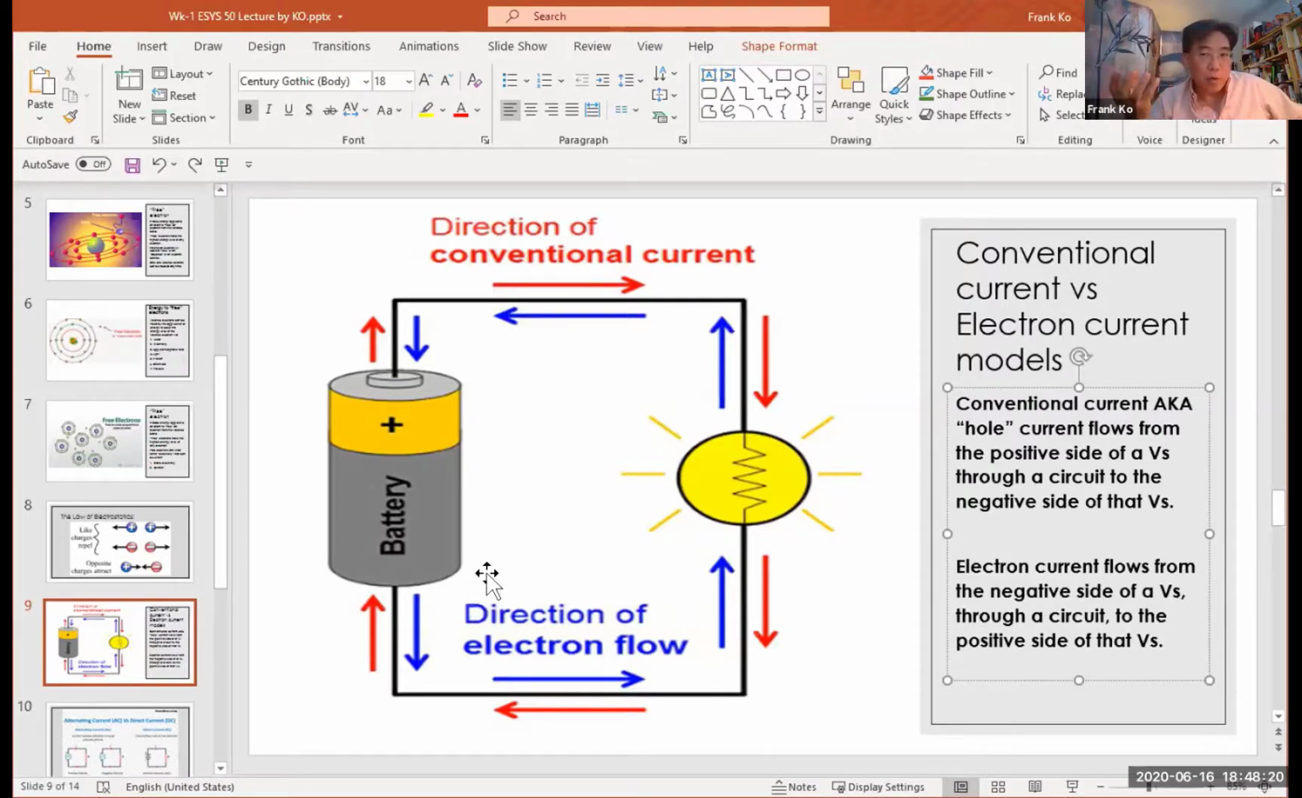Why do we have two? Well, in this initial semester, these 8 weeks with us, we will focus primarily on electron current flow. In more advanced electronic circuit semesters coming up, certain circuit analyses are far easier understood using conventional current, okay? So I just want to introduce that there's two different models. The literature talks about conventional current, otherwise known as hole current, versus electron current. And this goes to show what's going on there. Now, let's take a look at our next slide.